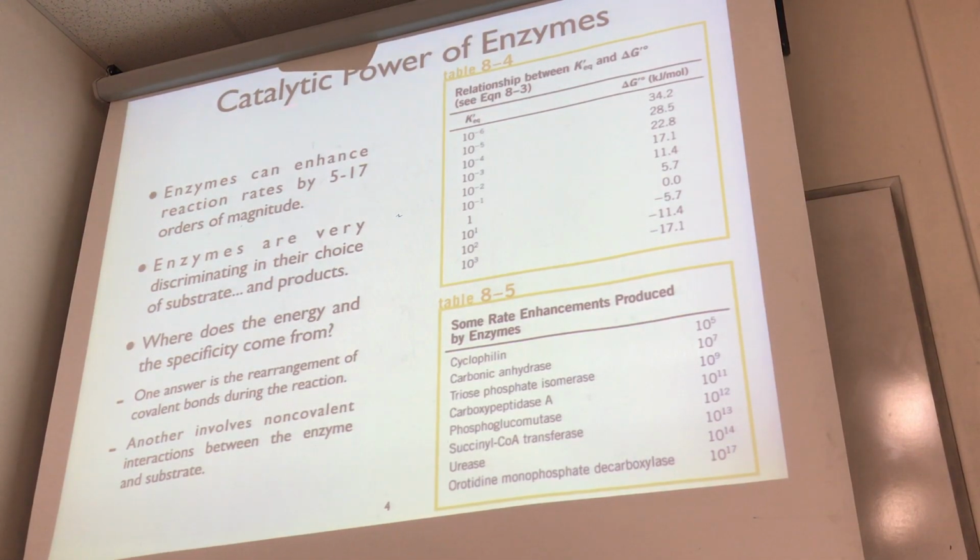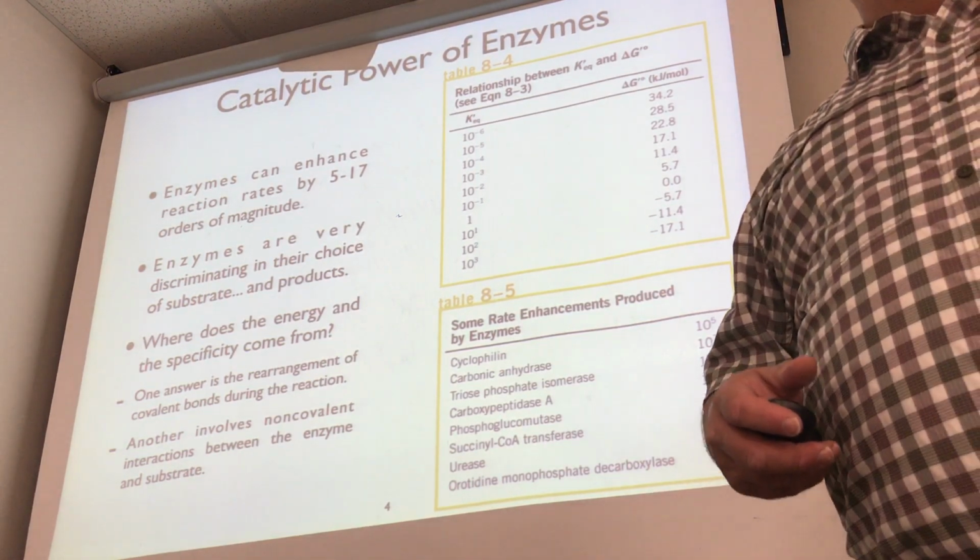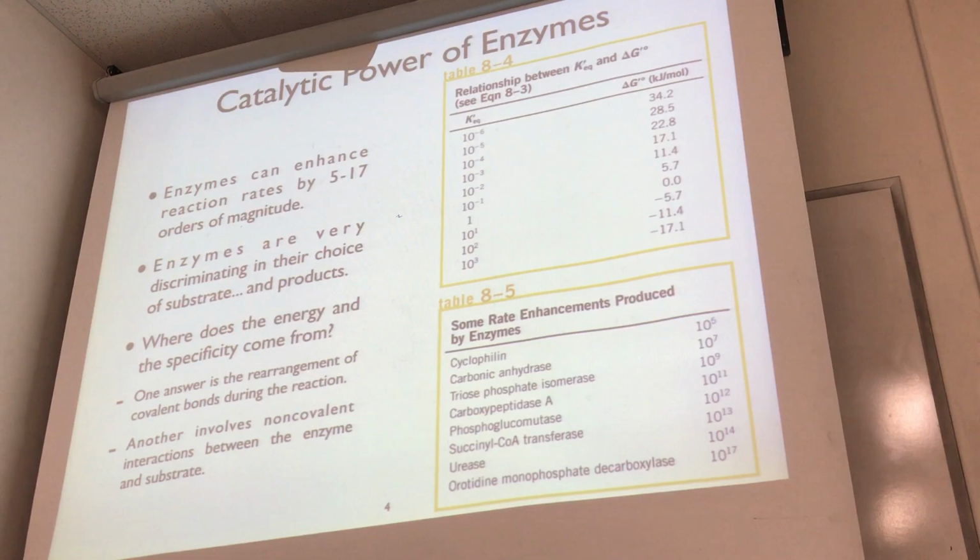Kind of power of enzymes. There is great interest in enzymes because enzymes demonstrate characteristics that we are envious of in our synthetic catalysts. They're highly substrate specific, highly selective in the reactions they catalyze and the products they produce. And they do so under relatively mild conditions. On top of that, their catalytic effectiveness can be incredible. Enzymes can enhance reaction rates by 5 to 17 orders of magnitude. Enzymes are very discriminating in their choice of substrates and products.